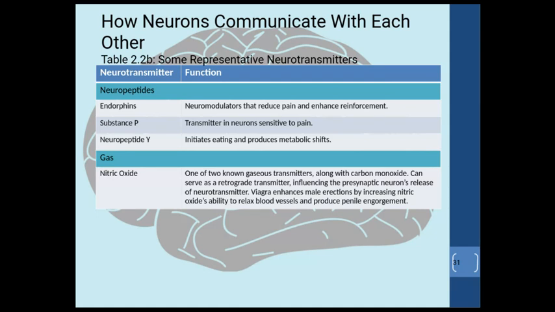To make things even more complicated, and I'm not going to go into this because it's already been a lot here, we have gases like nitric oxide and carbon monoxide, which can actually help to regulate neurotransmitters, influencing the release of neurotransmitters from the presynaptic side. And if you ever wondered how Viagra worked, because I'm sure you all wondered, it actually enhances erections because it increases nitric oxide, therefore concentrating more blood flow to relax the blood vessels and allow the penis to engorge with blood and do its thing.